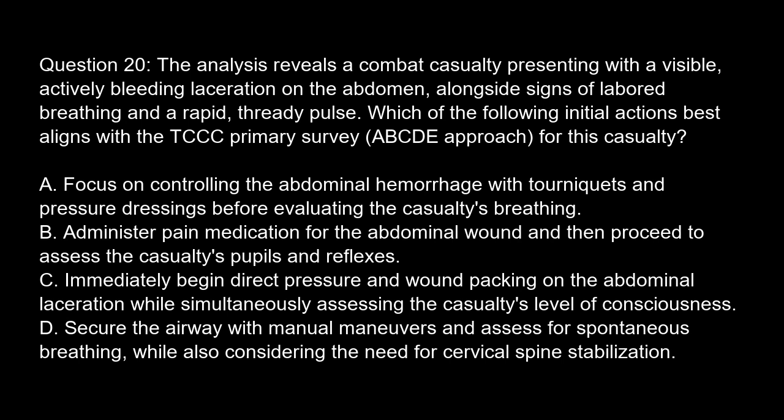Option A. Focus on controlling the abdominal hemorrhage with tourniquets and pressure dressings before evaluating the casualty's breathing. Option B. Administer pain medication for the abdominal wound, and then proceed to assess the casualty's pupils and reflexes. Option C. Immediately begin direct pressure and wound packing on the abdominal laceration while simultaneously assessing the casualty's level of consciousness. Option D. Secure the airway with manual maneuvers and assess for spontaneous breathing, while also considering the need for cervical spine stabilization.